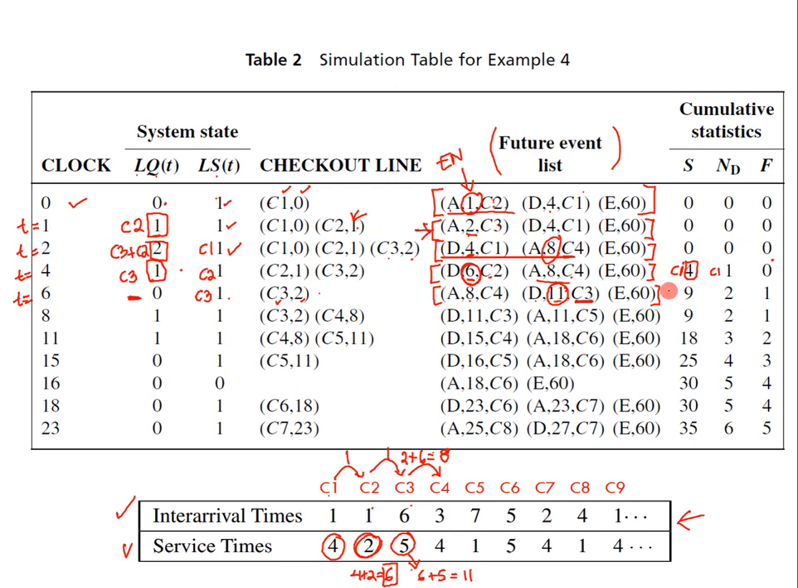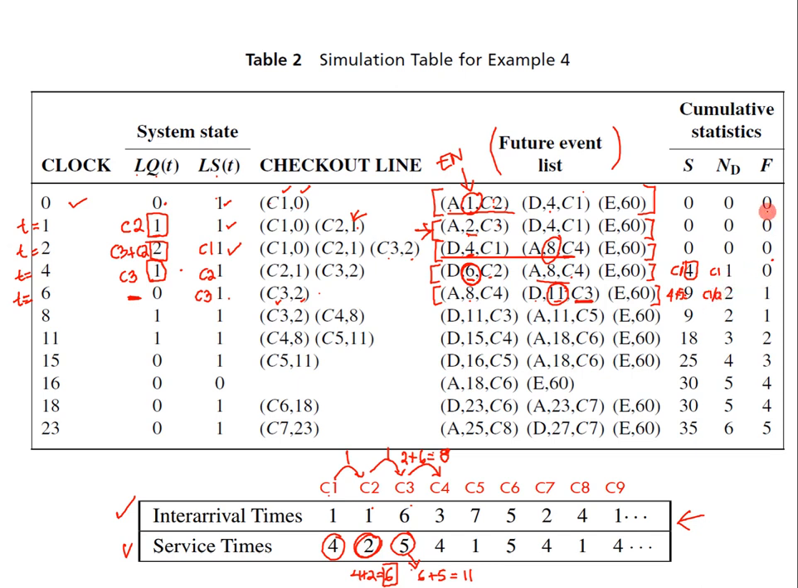So the earlier total was 4, right? Plus 5. Okay, we get 9. So 5 minutes customer 2 spent in the system. Okay, so the total is 9. And the number of customers, what was it? Departure, the total number of departures is 2: customer 1 and customer 2.